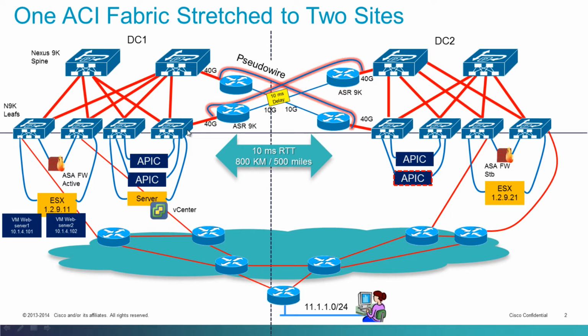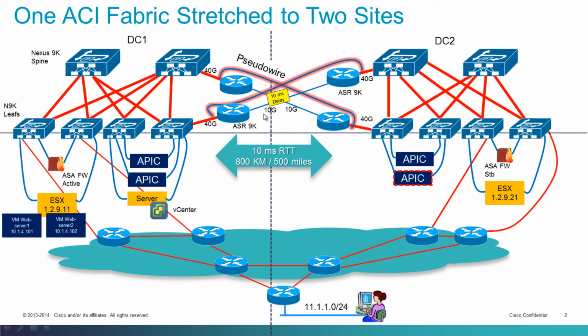So from the leaf perspective, it has a 40 gig port going to an ASR 9K that then has a 10 gig link towards the other ASR 9K. And then we are running an EoMPLS pseudowire to cross connect the 2 ports. So between leaf 4 and spine 3, they think they are directly connected. And the same is true between spine 2 and leaf 5.